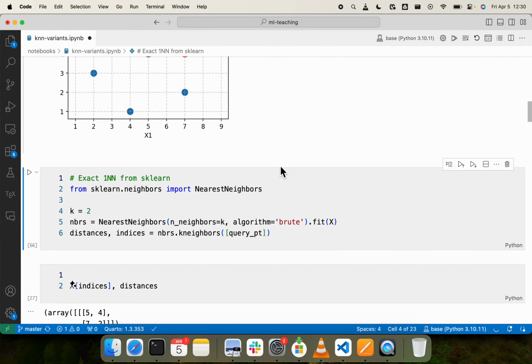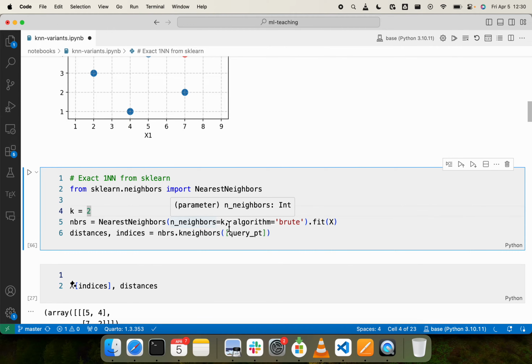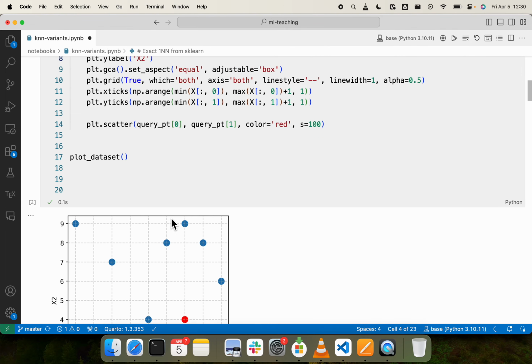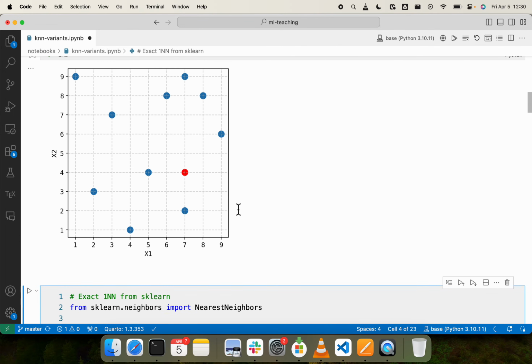So the first thing I'll do is, instead of one nearest neighbor, I'll show 2 nearest neighbors to pick up both of them. I always recommend first using a nicely implemented existing implementation from sklearn. In this case, I'm using sklearn.neighbors import NearestNeighbors. I set n_neighbors equal to k, algorithm equal to brute force, exact, and then fit X. And then I get the distances and the indices for the query point. My query point is 7,4.